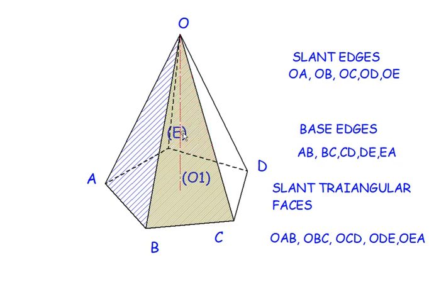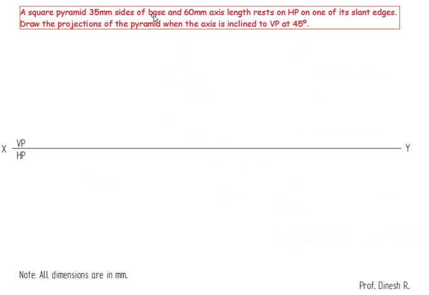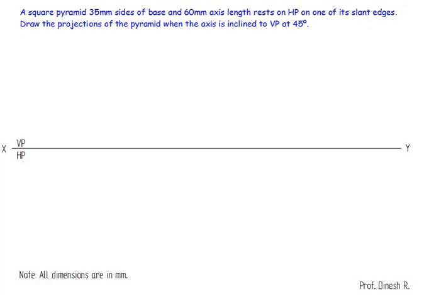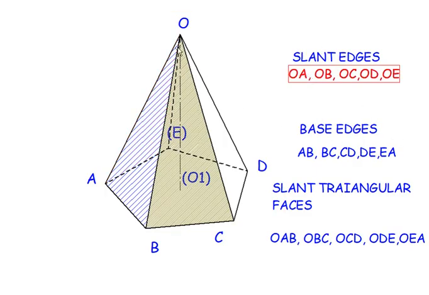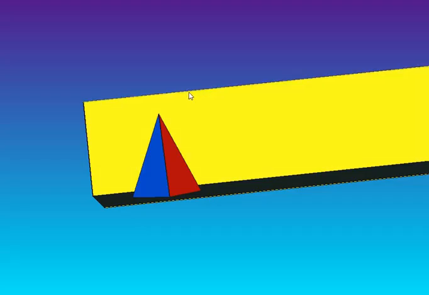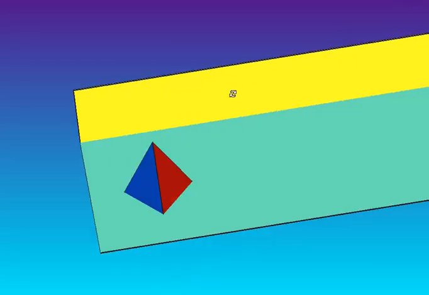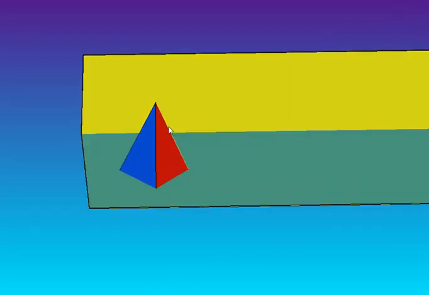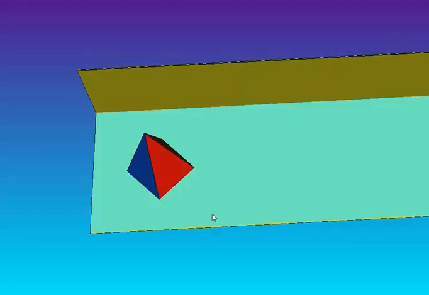Now what is visible we are going to retain in thick lines, and what is not seen we keep as hidden lines. Now in this question, he says that we need to rest the square pyramid on a slant edge. So slant edges are OA, OB, OC, OD. I'll be able to place this on a slant edge only if I rest it on the corner. So I need to rest it on the corner, so the corner should be on the right side.